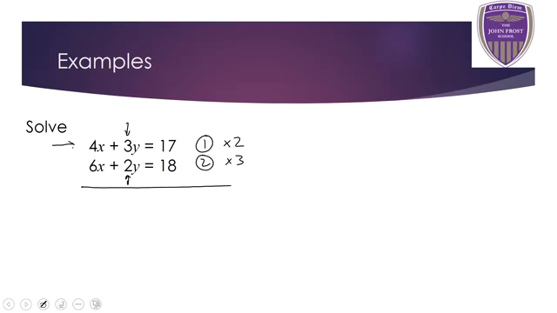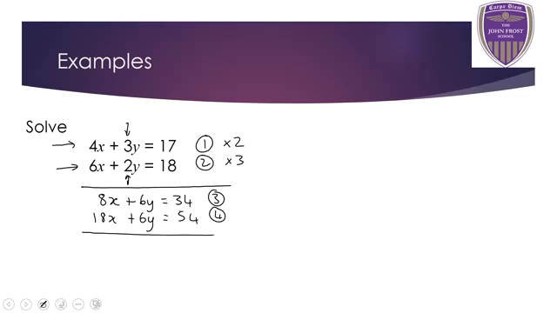On the top equation here, I have to multiply everything by 2. It changes to 8x plus 6y equals 34. And on the second equation, I have to multiply it through by 3. So I need to do 6 times 3x, which is 18x, 3 times 2y, which is 6y, and 3 times 18, which gives me 54. I can now label them equations 3 and 4.